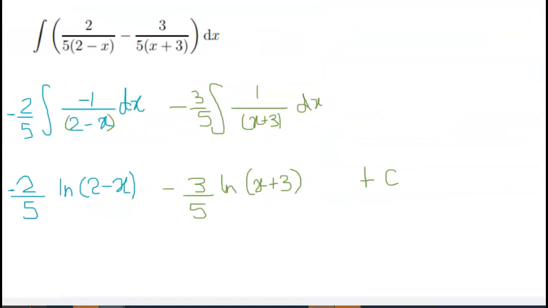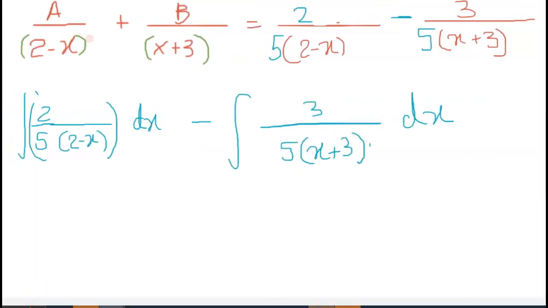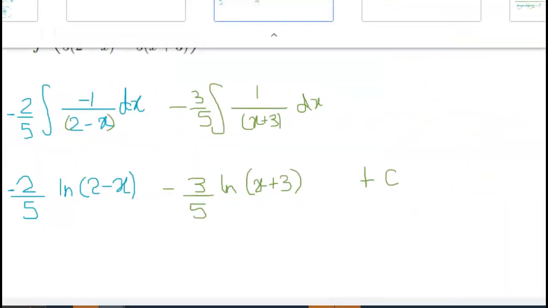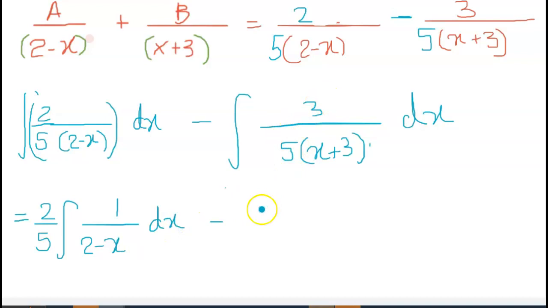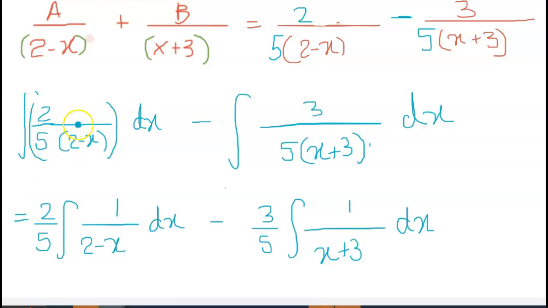Now the rule for the integration says, let me delete this bit. Just going to do it from scratch. The rule for the integration says 2 over 5 comes out, and I have to integrate 1 over 2 minus x dx, minus 3 over 5 comes out, 1 over x plus 3. Once I got that, I am going to use my ln rule.